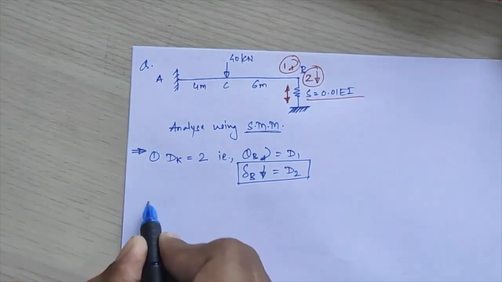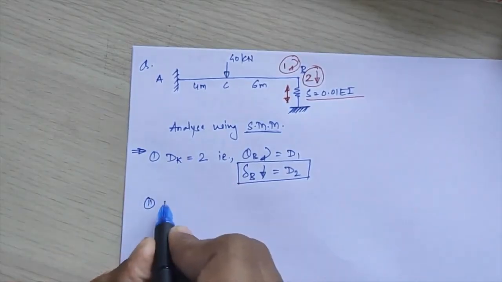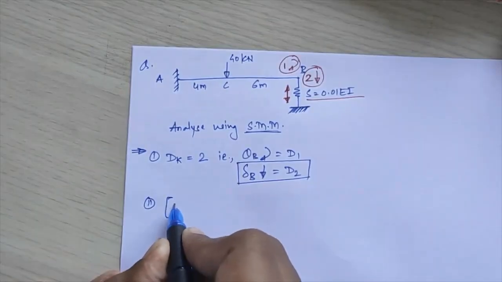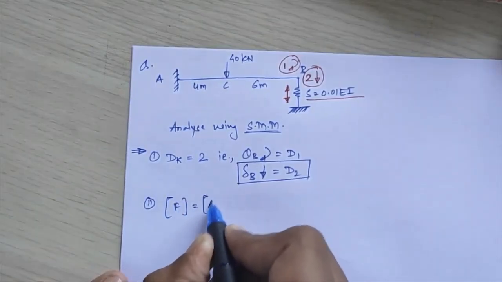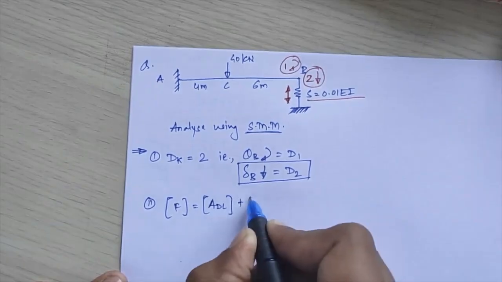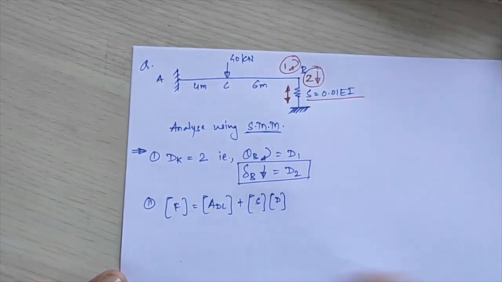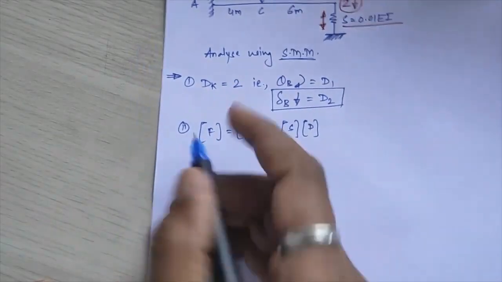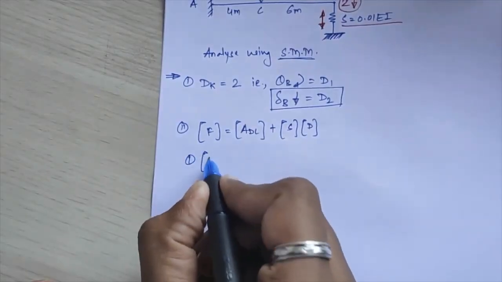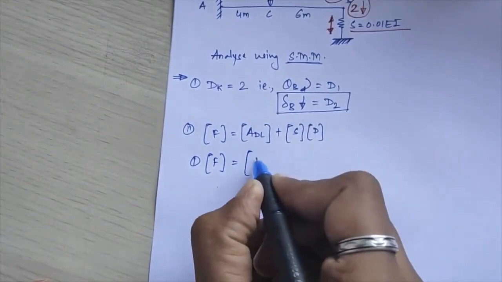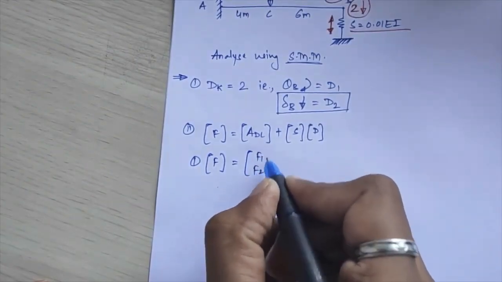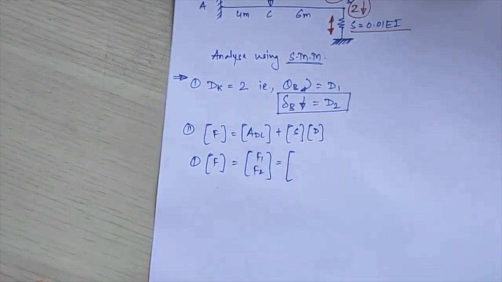Next we have our basic equation, that is F is equal to A dl plus S into D. We have to calculate the values of this basic equation one by one. First we will see the F matrix. Since you have two redundants, you will have F1 and F2 values. We will calculate those values.